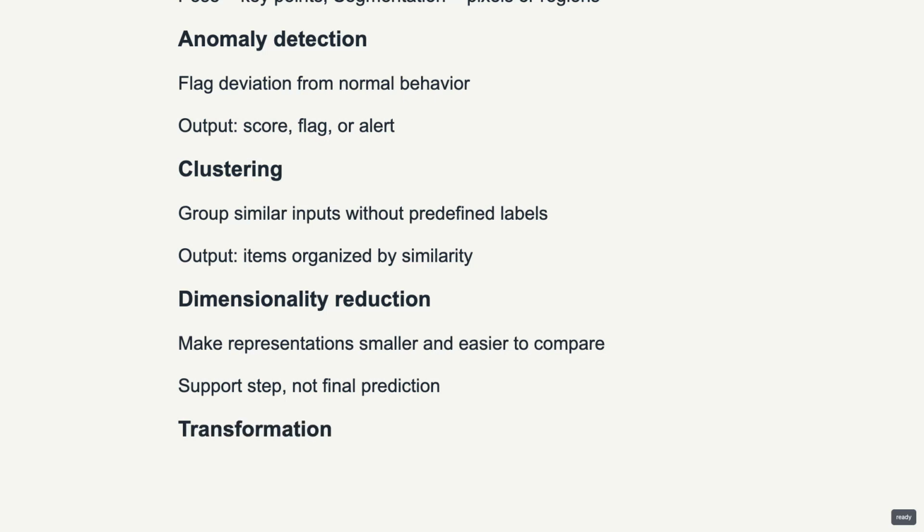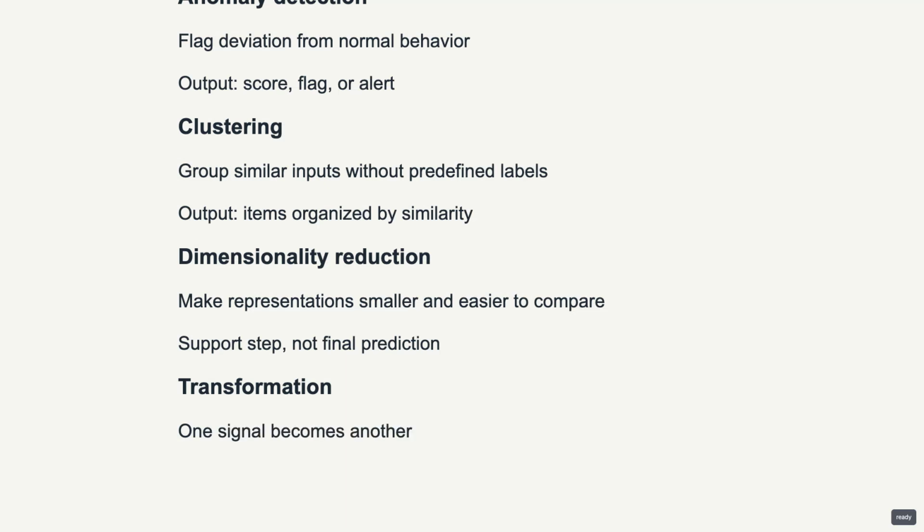Transformation maps one signal into another signal. That can mean cleaning, filtering, enhancing, or converting data into a form that later stages can use more reliably. A raw waveform might become a cleaner waveform, or speech might become text. The common idea is that the system is reshaping the data rather than deciding what category it belongs to.